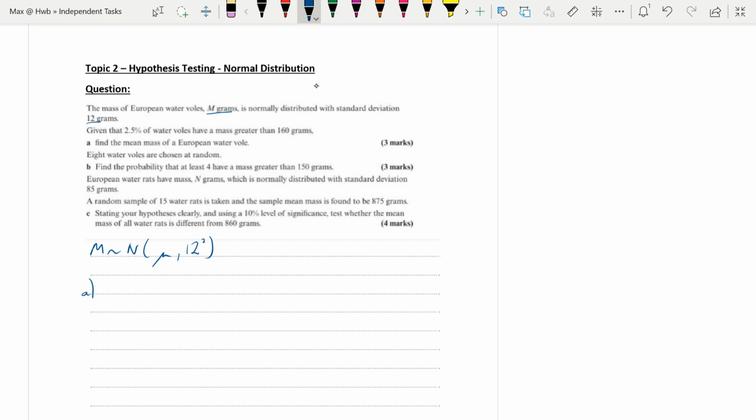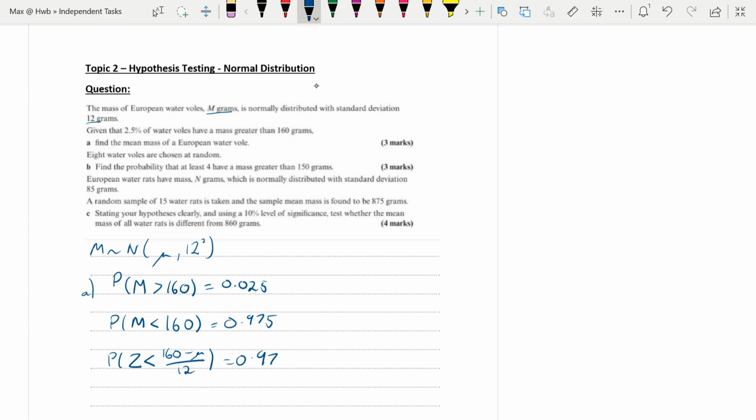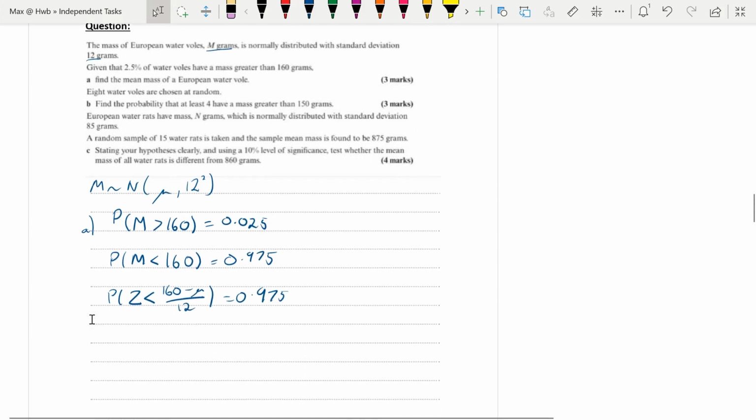So I'm looking at part A. They told me the probability that the mass is greater than 160 is 0.025. Now I need to use inverse normal. So before I do, I'm going to do it less than, which would be the opposite, so 0.975. And I'm going to change it to its Z tables. Now we should remember our Z formula is X, which is 160 in this case, minus mu, which we don't know, all over sigma, which is 12. Remember, Z is normally distributed with 0 and 1 squared, so that helps me out here.